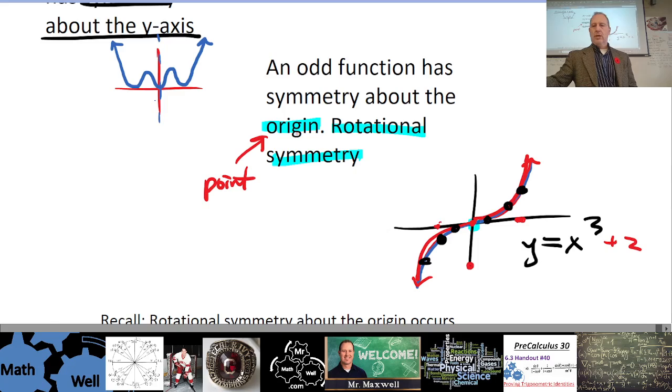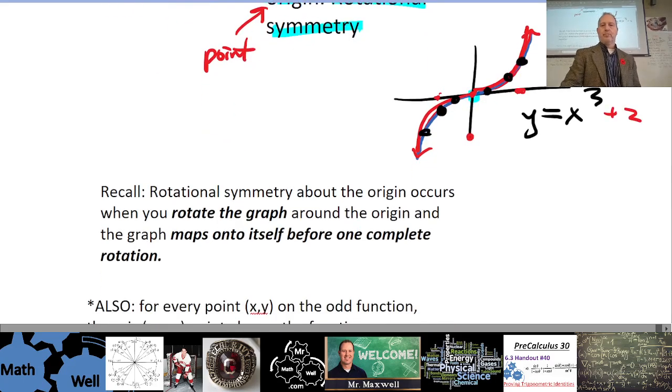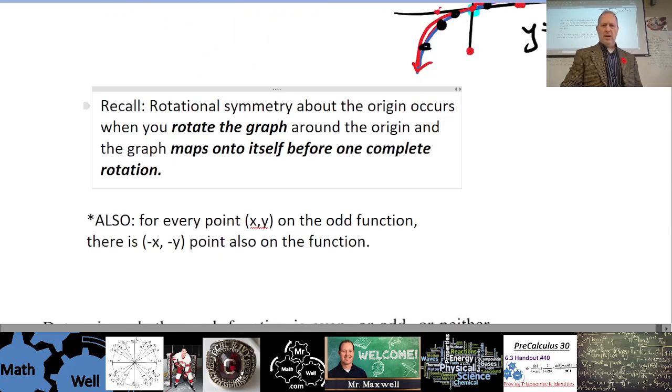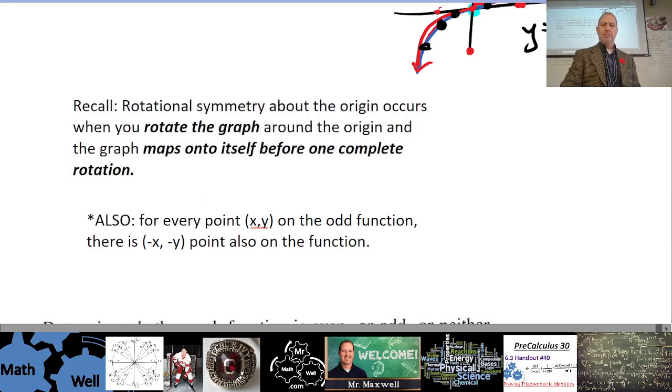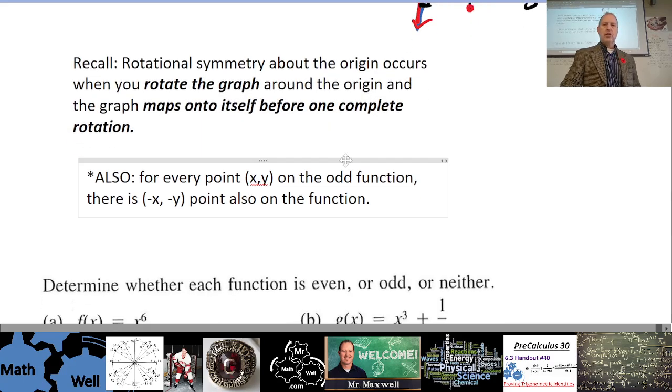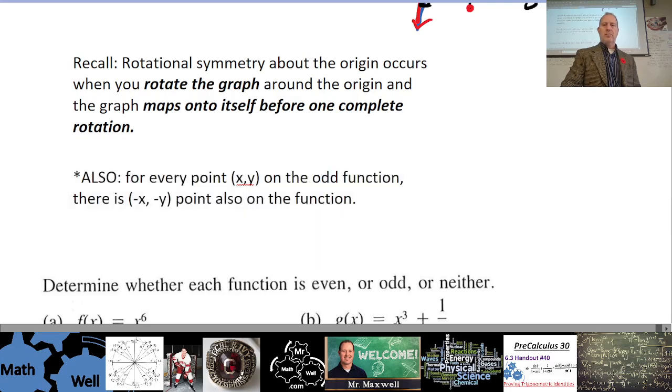Okay, I think I just explained this a little bit here. Rotational symmetry about the origin occurs when you rotate the graph around the origin and the graph maps onto itself before one complete rotation. Also, another note to remember is that for every point (x, y) on an odd function, there is a point (-x, -y) also on that function.